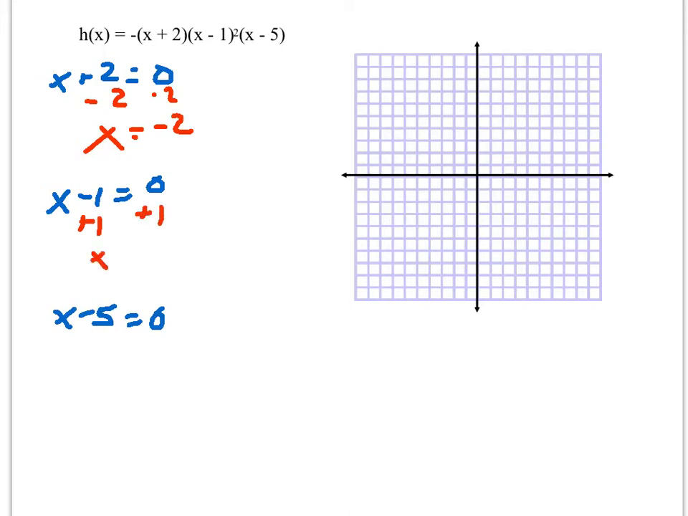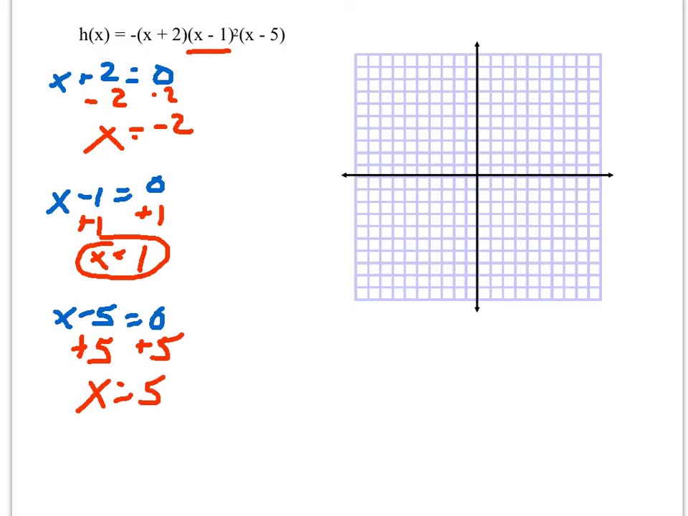So x equals 1. Now I want you to keep this one in mind because that is one of our turning points because it's squared. And here we would add the 5. So x equals 5. So we have 3 points where it's crossing the x-axis. We have one right there at negative 2. We have one at 1. And we have one at 5.